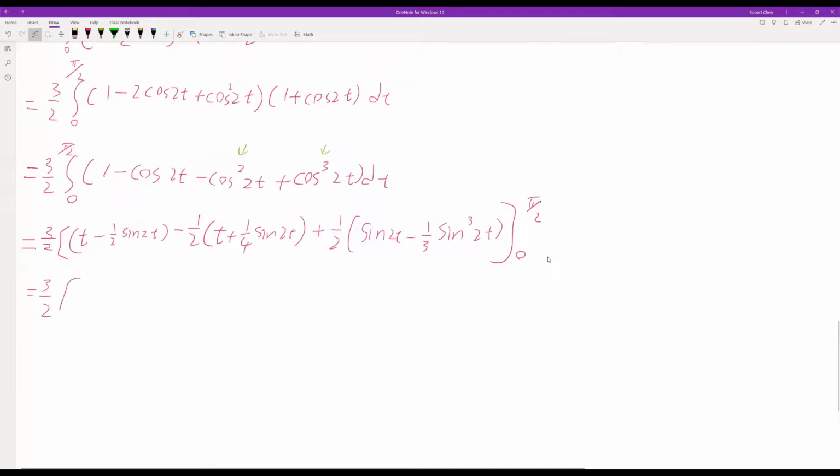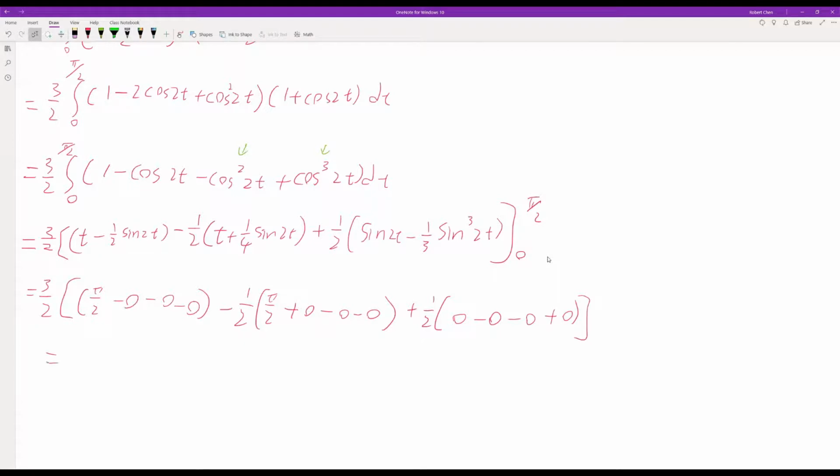All right, 3 over 2 times pi over 2 minus 0 minus 0 minus 0. And minus 1/2 times pi over 2, sine of 2 times pi is 0, plus 0, and then 0, 0, 0. That should be minus 0 minus 0, same thing. All right, plus 1/2 pi over 2, that's 0, minus 0, and then 0 again, minus 0, and then plus 0. Okay, a bunch of zeros.